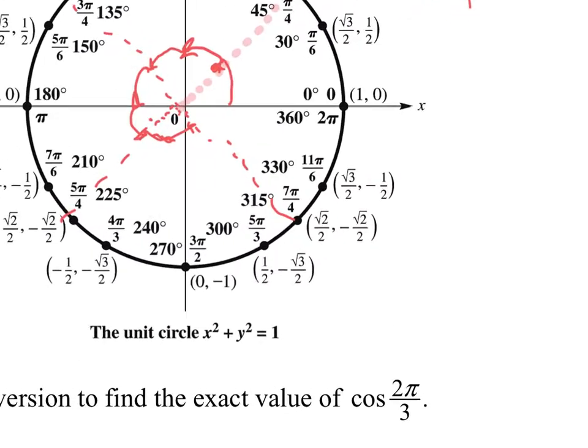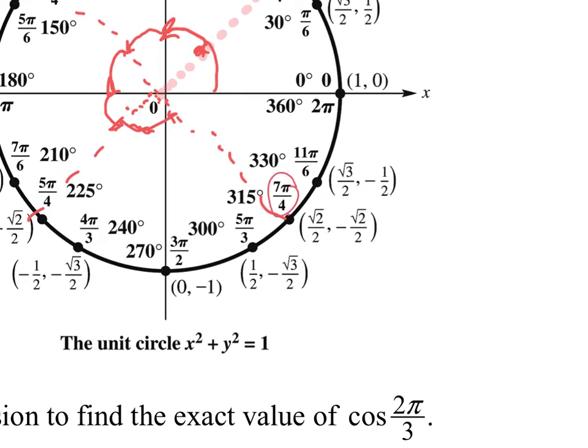Let's see if I counted right here. 7 pi over 4. This is the ordered pair. This must be the cosine of that 7 pi over 4. This must be the sine of that 7 pi over 4. So if you have those points on your unit circle, you can find that the cosine of 7 pi over 4 must be square root of 2 over 2. The sine of 7 pi over 4 must be a negative square root of 2 over 2.